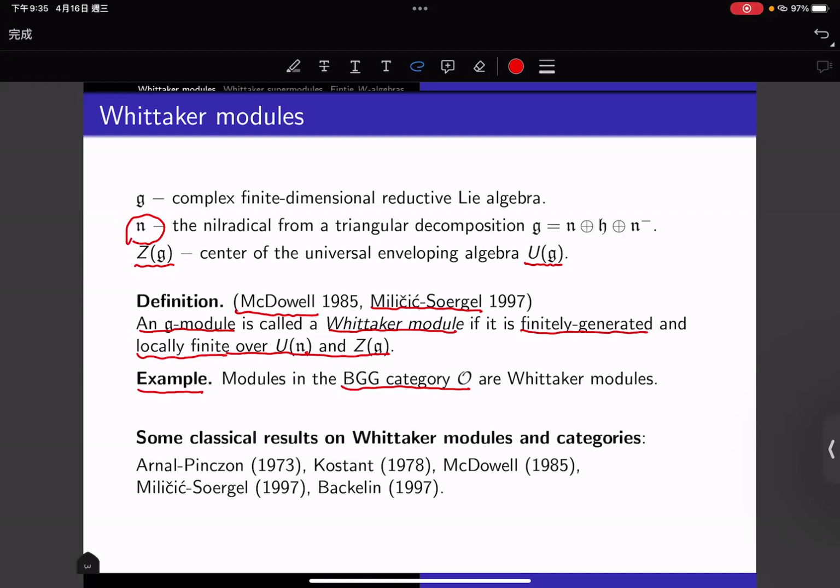There are some classical results on Whittaker modules and the Whittaker module category. The first sl2 example is given by Arnal and Pinczon, and then Kostant put their example in a more general context, and later McDowell and Milicic gave a more general construction of simple Whittaker modules and studied their module category. And Backelin studied the multiplicity of standard Whittaker modules.